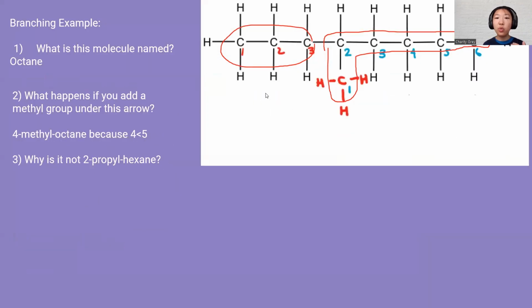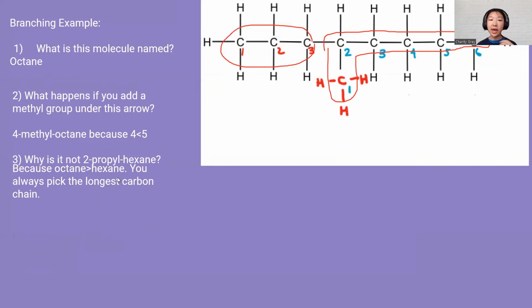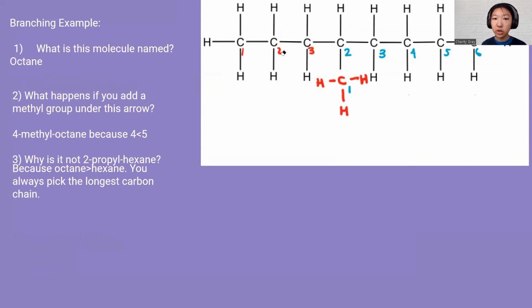I'm pausing the video. Well, the reason is because octane is actually longer than hexane. Octane has 8 carbons in the backbone. Hexane, we only have 6. And so to make it easy, when we choose the carbon backbone, we are going to choose the longest carbon backbone. Why? Because choosing the longest carbon backbone will give us the easiest naming system. If we choose the longest backbone, we will also usually have less complicated and long branches. So we want to always pick the longest carbon chain.